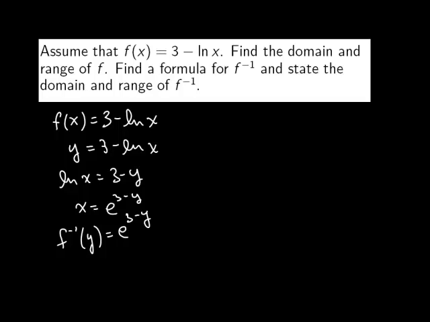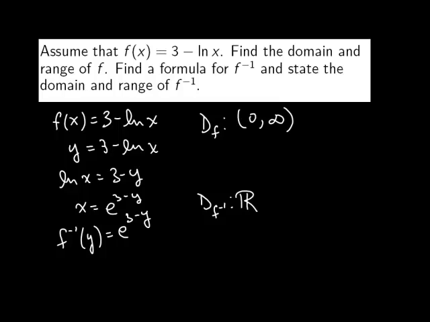Now looking at these, the domain of f is pretty clear. We know that we can't plug 0 or negative numbers into the natural log function, so the domain is 0 to infinity. The domain of f inverse is clear as well. We have e to the 3 minus y, so we can put anything in there we want. So that's going to be all real numbers.